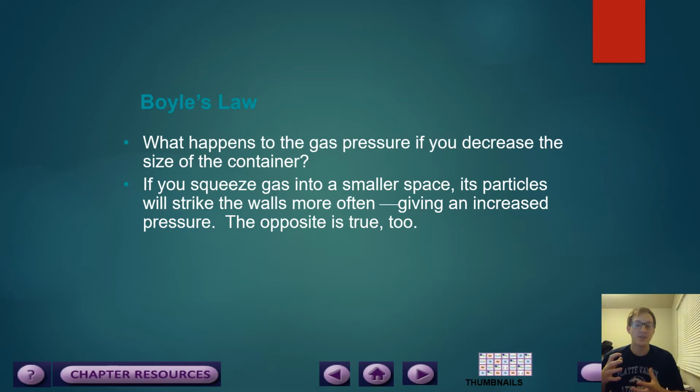The opposite is also true. If you take something small that's filled with air and you increase the size, the pressure is going to decrease because the particles have more room to move around now.